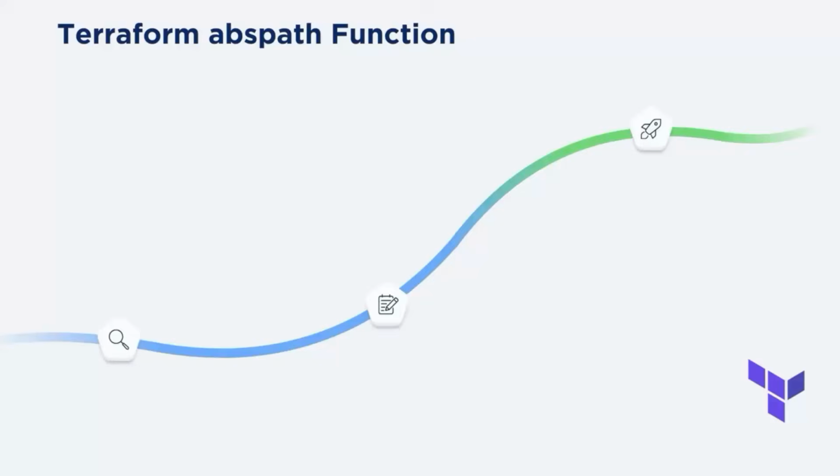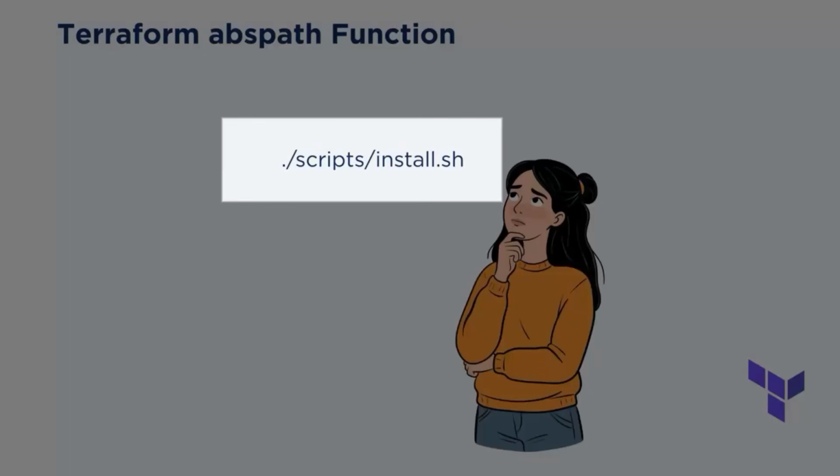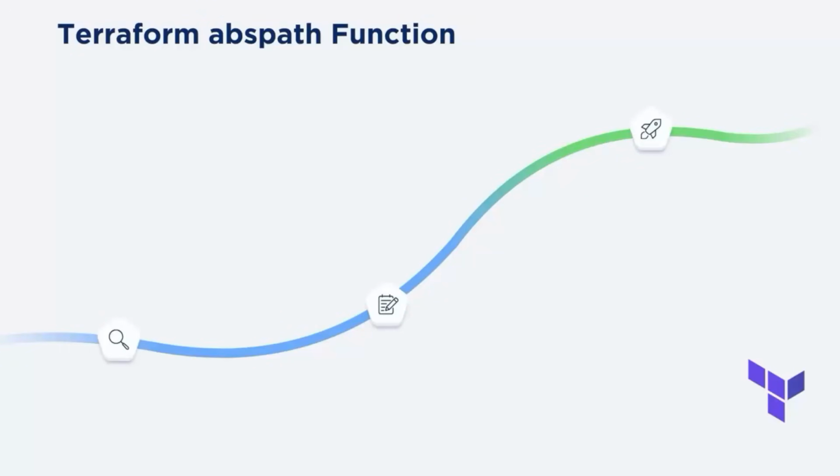Let me ask you something. Have you ever seen a file path like this in Terraform and felt confused? If you are thinking, what does this even mean? Then this video is exactly for you. In this video, we are learning the Terraform abspath, absolute path function.